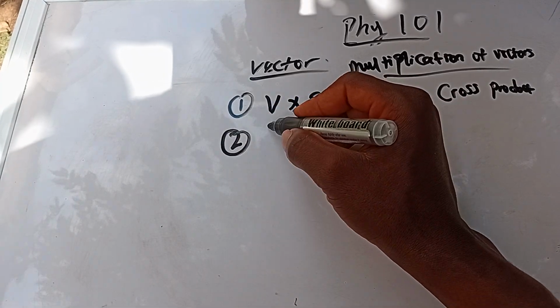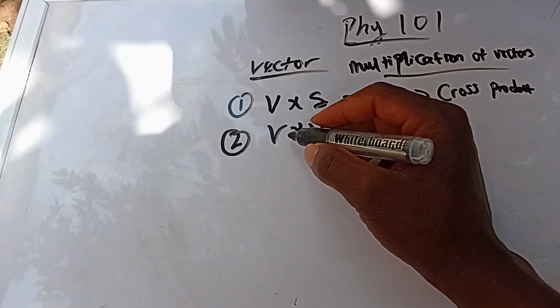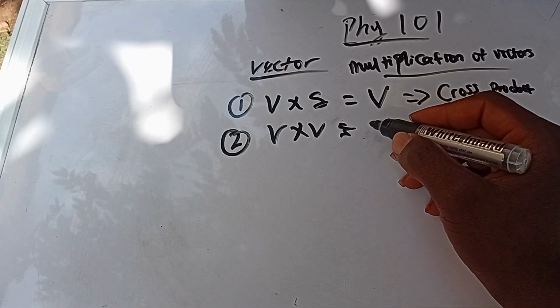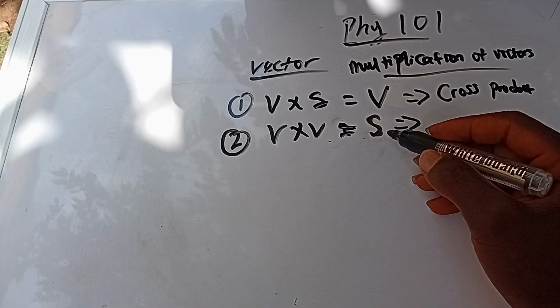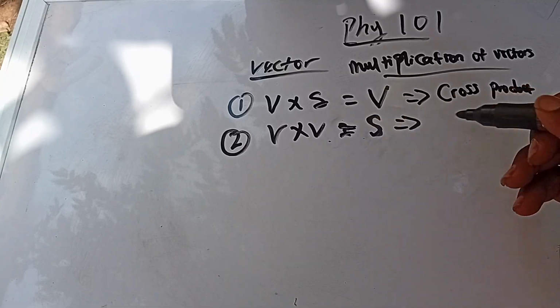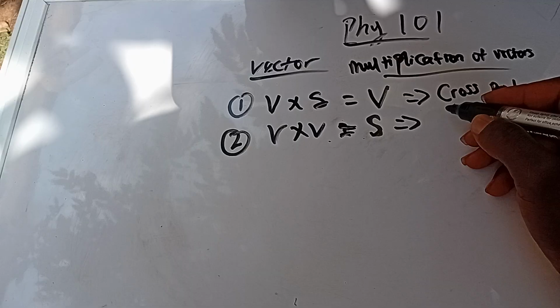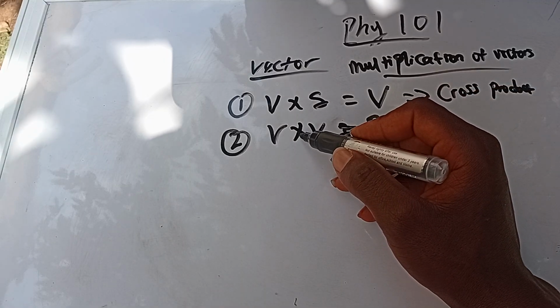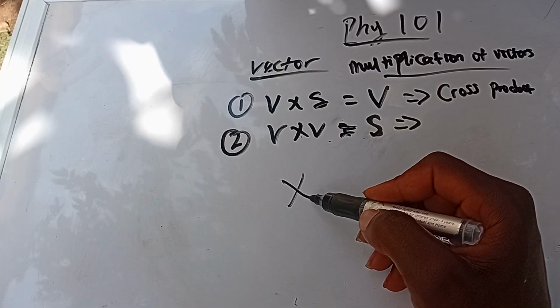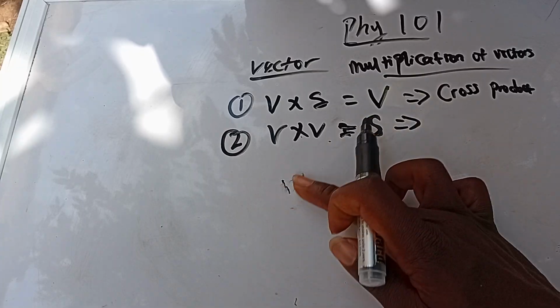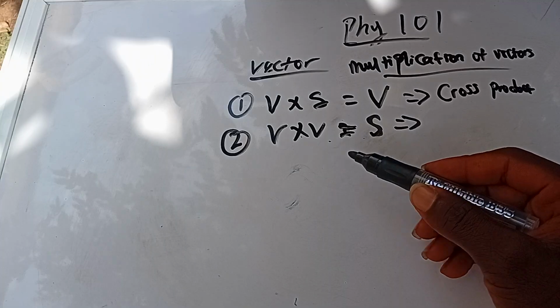The second one, we have vector times vector. Vector times vector is possible to produce a scalar quantity. So if vector times vector gives you a scalar quantity, are we together? What I mean here is not cross product. I just mean normal multiplication, because we also represent the cross product with this sign. So what I'm doing here is just normal multiplication.